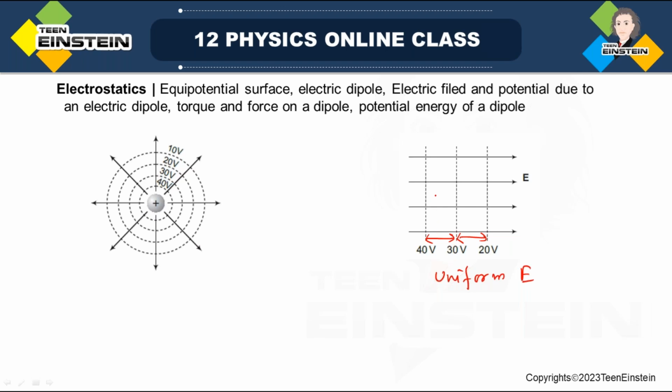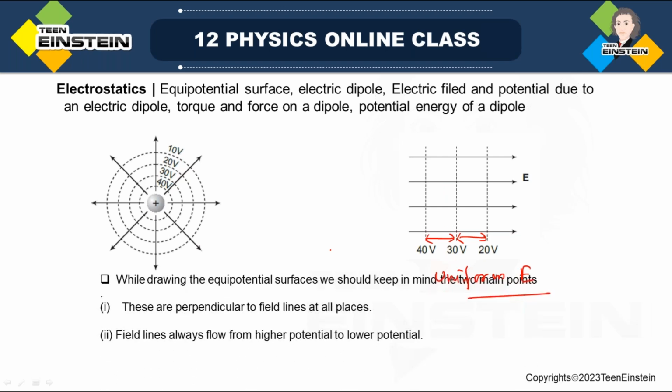When the interplanar spacing is the same, then it is a uniform electric field. Suppose the interplanar spacing is not the same, then it is not a uniform field. In case of point charges, we get concentric spherical surfaces. But in case of line charges, you can guess that the equipotential surfaces will be concentric cylindrical surfaces, like this.